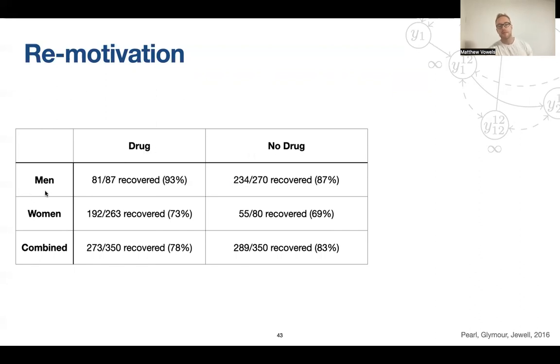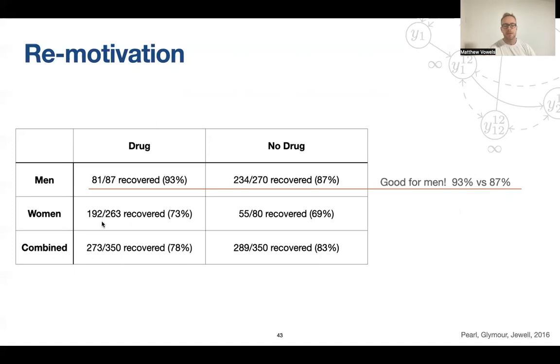So if we just collect data for men, we might find that 93% of men who took the drug recovered. And in contrast, only 87% of men who didn't take the drug recovered. So just based on these data alone, notwithstanding the measurement error, there's some confidence intervals around these estimates, we might argue that, okay, well, on balance, this drug is good for men because more people recovered from the disease when they took the drug than when they didn't take the drug. So it seems to aid in recovery.